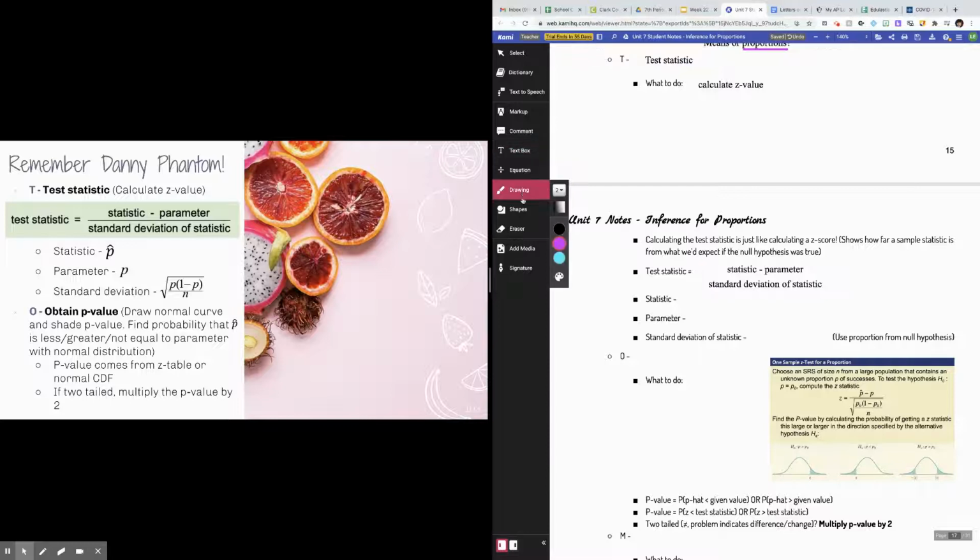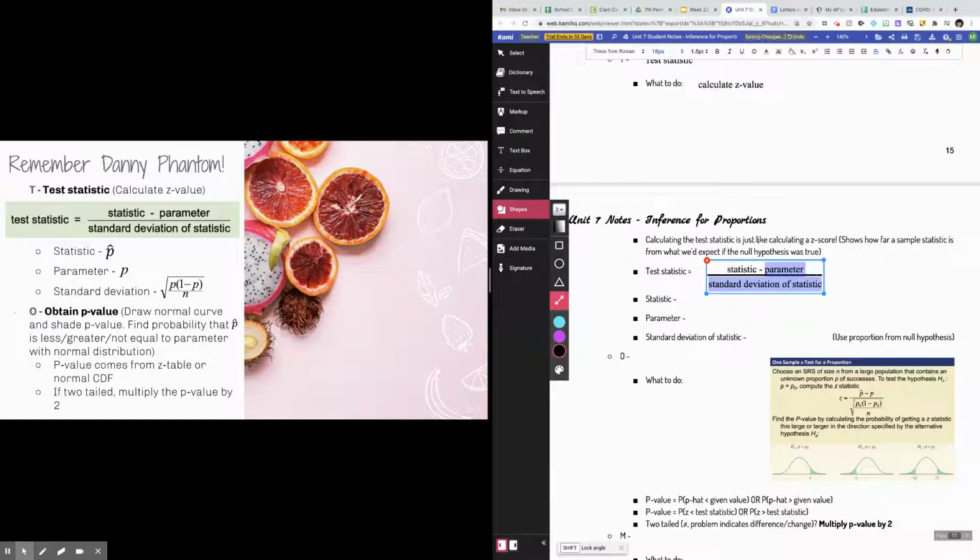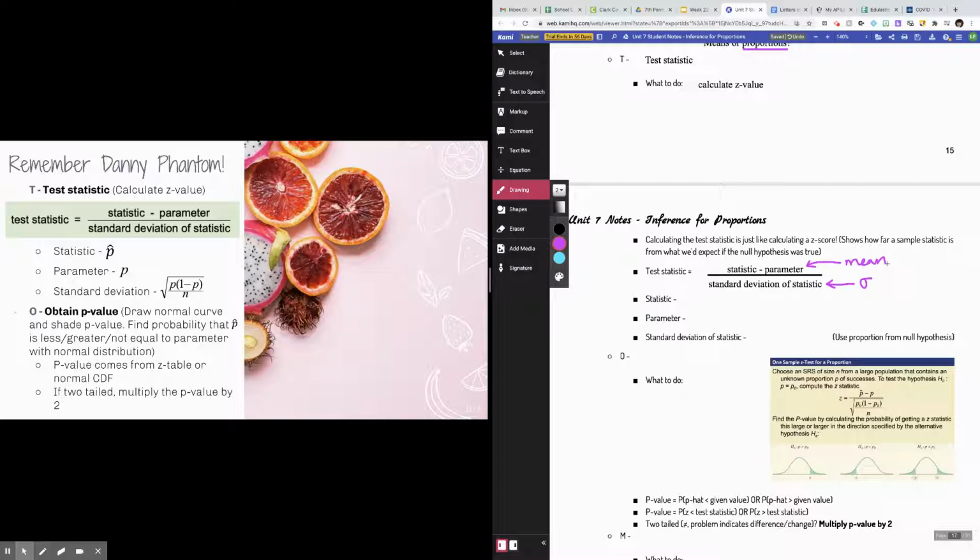One second, y'all, because I'm having to write this as a fraction, okay? But I'm hoping that this looks familiar to you, right? This is essentially a Z-score formula, right? Your standard deviation is down here at the bottom, right? Your parameter is usually the mean of the sampling distribution, right? And your statistic is like your data point. Okay, so exactly the same as when you calculate a Z-score.